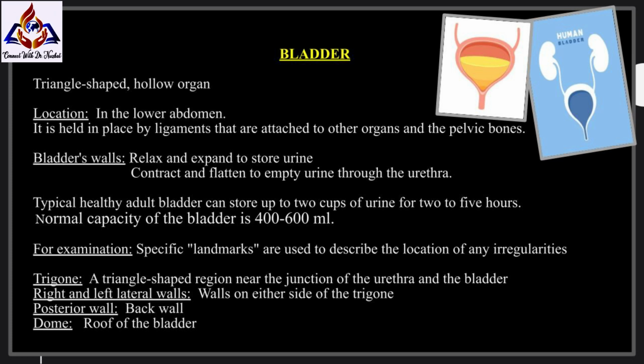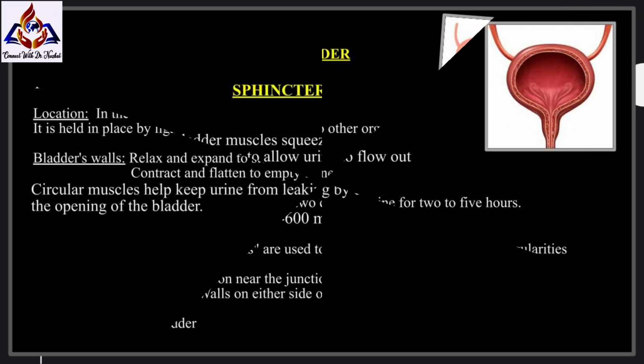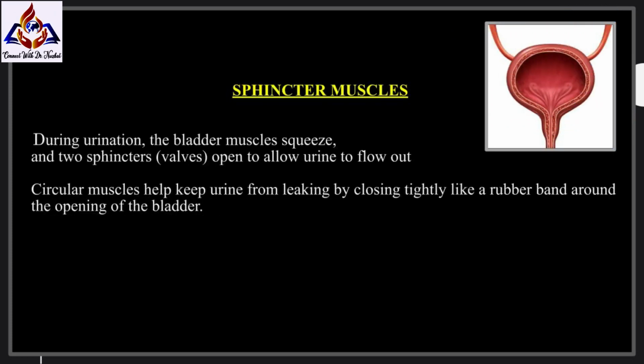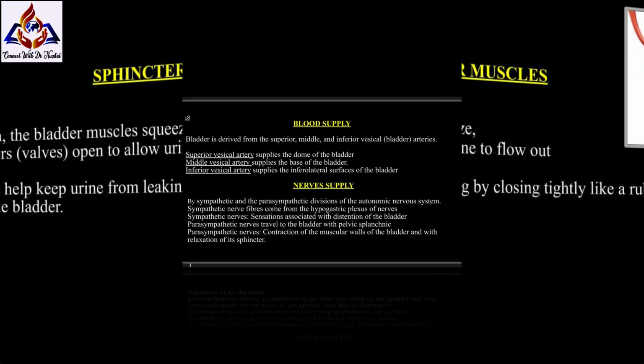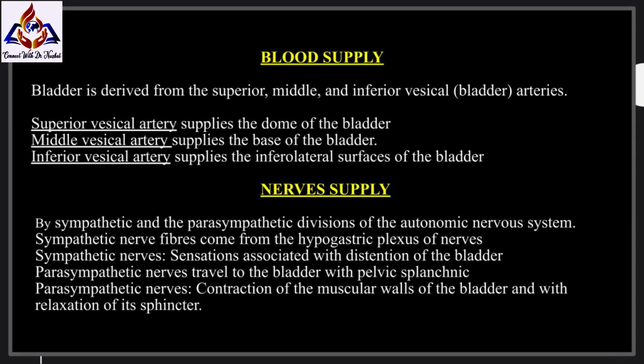Next is the posterior wall or back wall, dome, roof of the bladder. Two sphincter muscles. These circular muscles help keep urine from leaking by closing tightly like a rubber band around the opening of the bladder. Now the blood and nerve supplies.